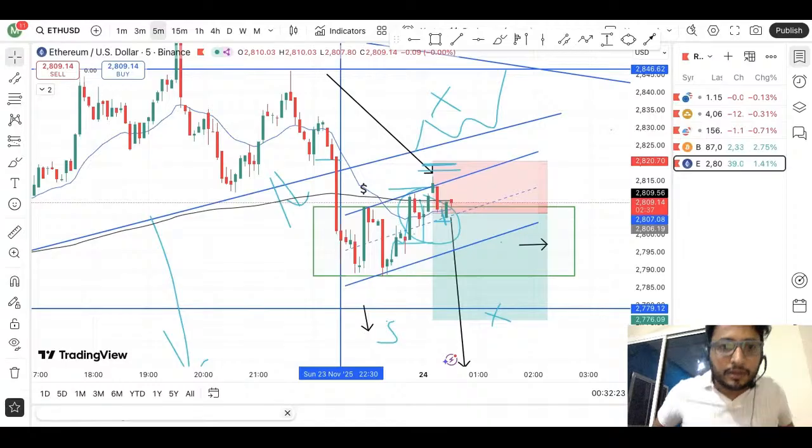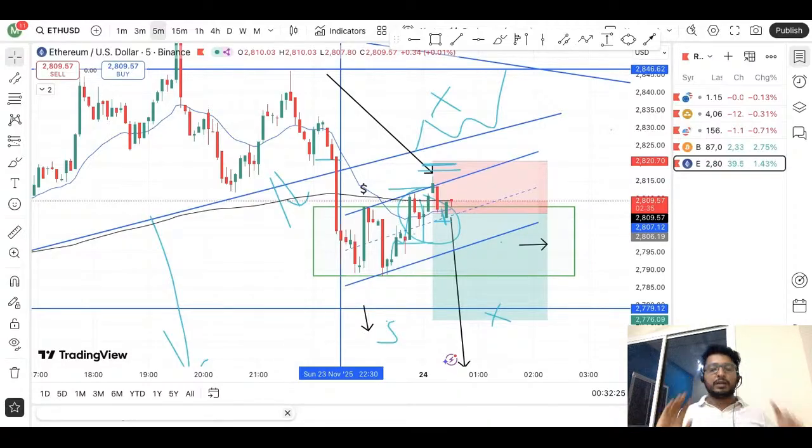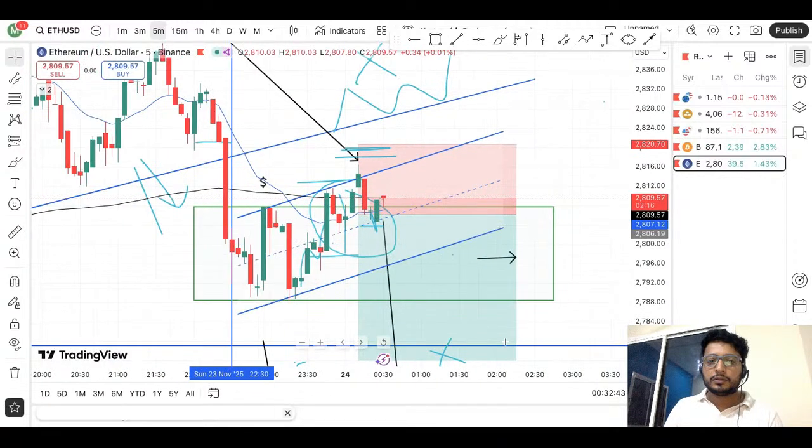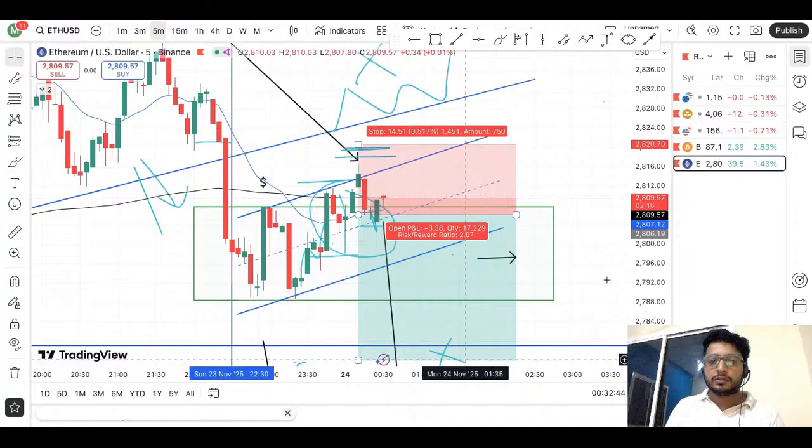Yeah. If still, even after some more time, it's not happening, I will exit at the break even because we are almost 1 hour holding. I may not go to hold it for overnight, but let's see how things can turn out to be here. Yeah, still we are in break even.